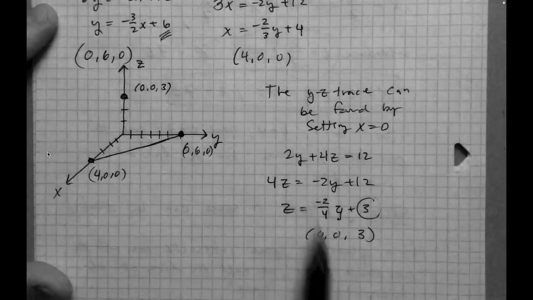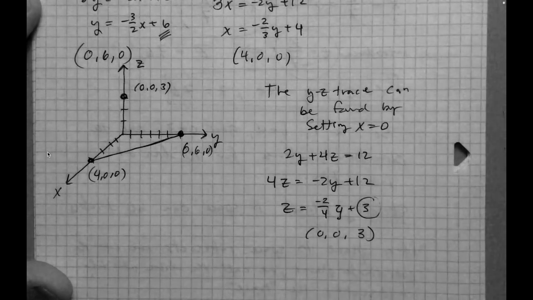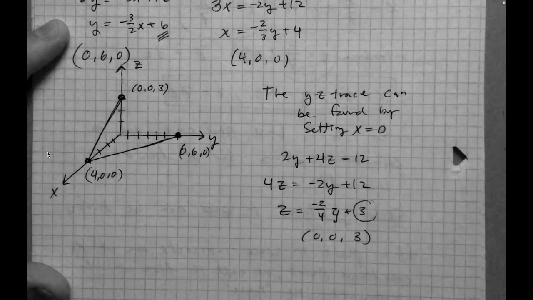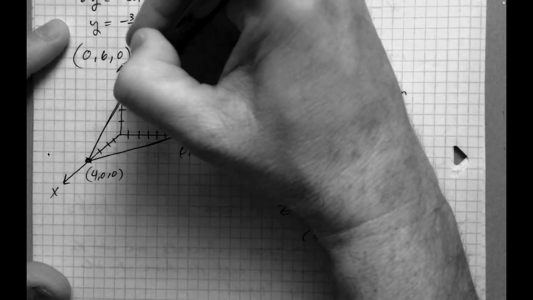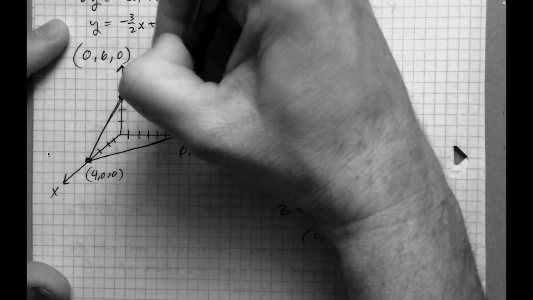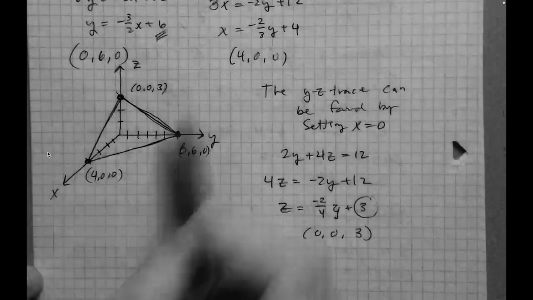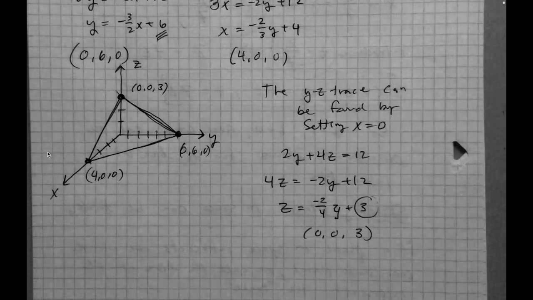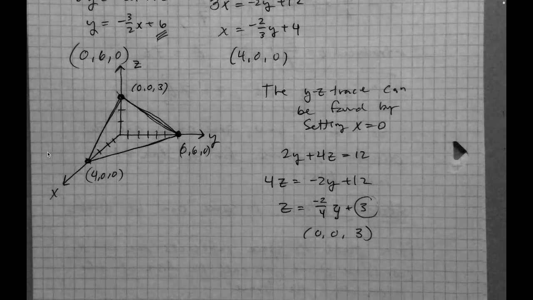And you could confirm this by using the xz trace. You'd get the same answer, right? But now you can see how the plane intersects the xz axis here, and it intersects the yz axis there. And so you can now visualize where this surface lies in space. This would be a good sketch of a plane in space.